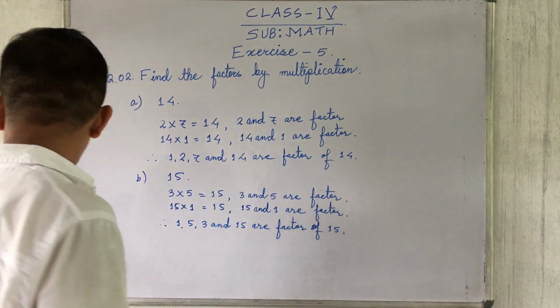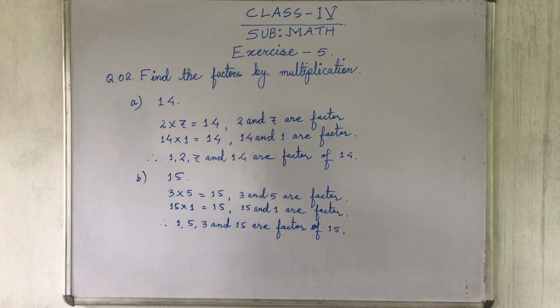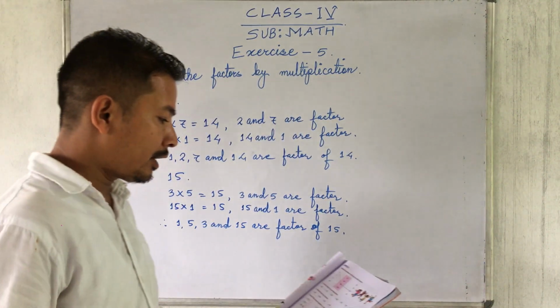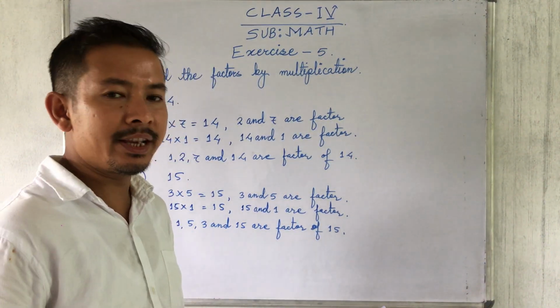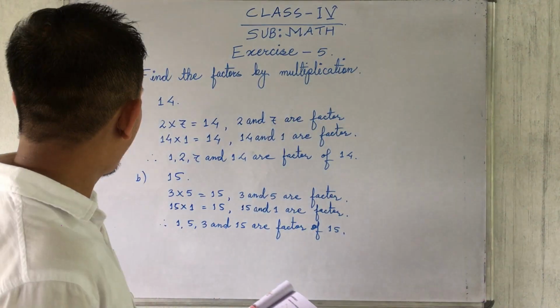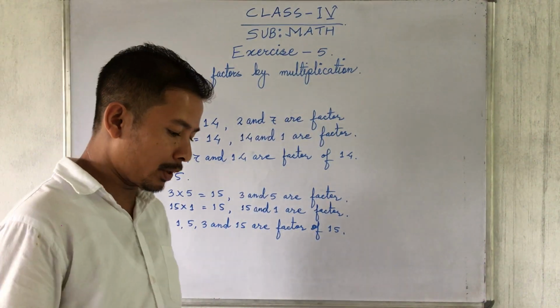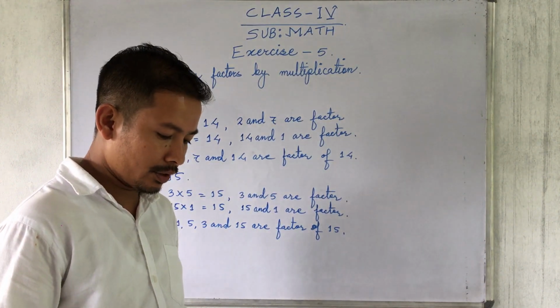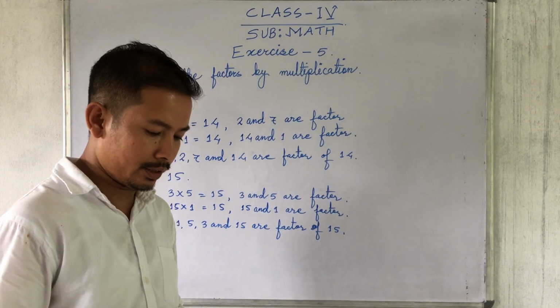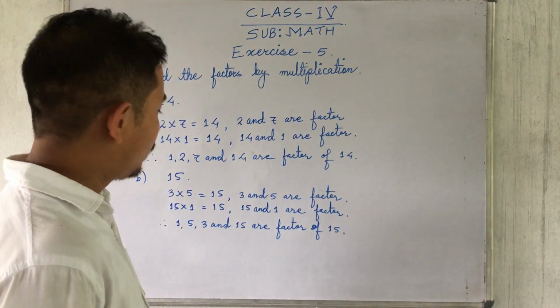It's very easy. There are many questions in this exercise. There are 8 questions, but very easy. Okay, number A and B I have done here. Rest of the questions you have to do yourself. Okay, try to do it yourself. You can easily do this. Understood? Okay.